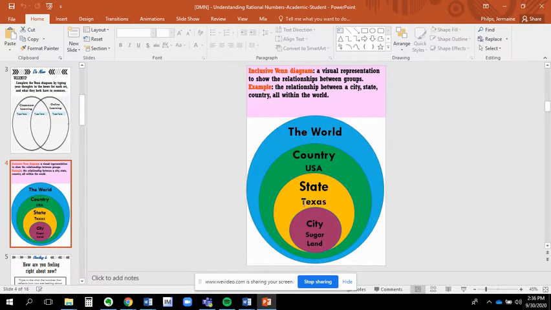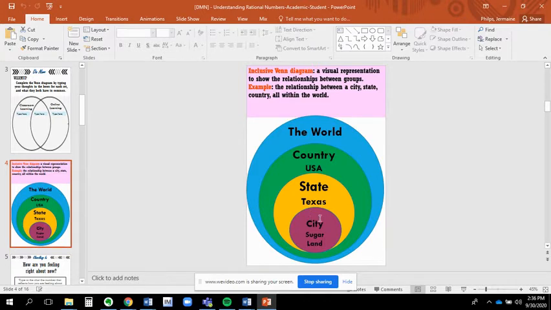This is similar but different in that there's no longer just areas where they cross, but there are circles inside of circles. So for example, everything inside of the purple circle for the city of Sugarland means that all of the purple is inside of yellow, inside of green, inside of blue. And we use real life examples to help you. We know the city of Sugarland, all of Sugarland is inside of Texas, but all of Texas is not Sugarland.